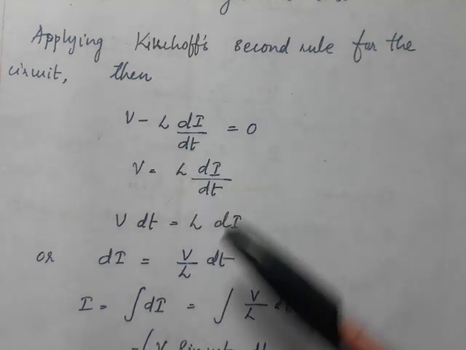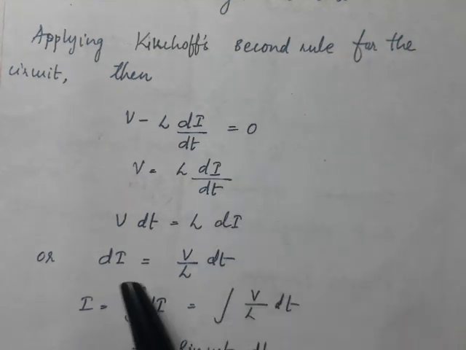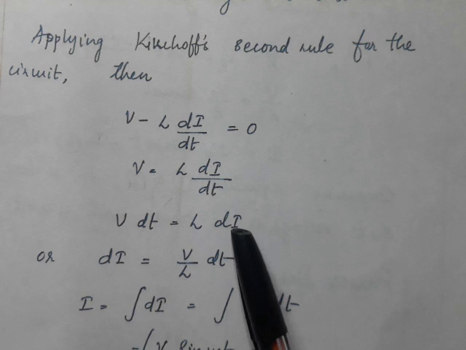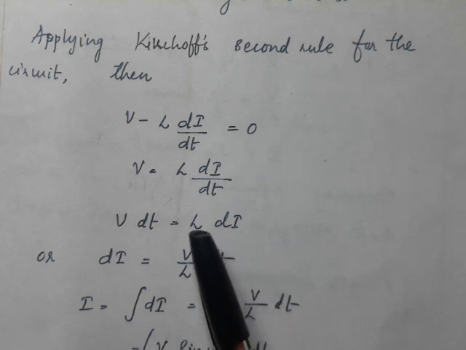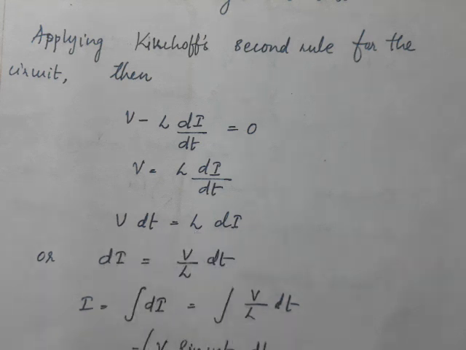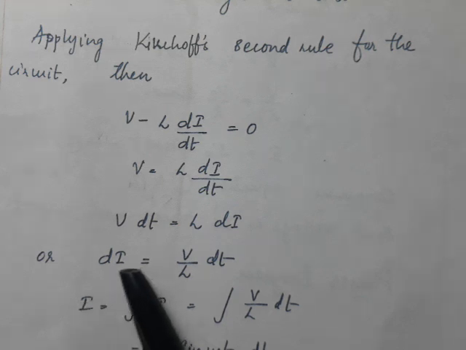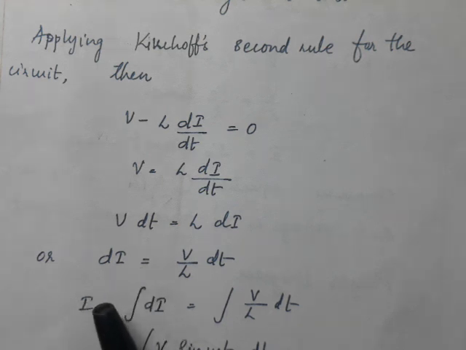Bring this dt here, you get this equation, and here is di, keep this di here, bring L here, so di equals V by L dt. Now once we get di, we can integrate it to get the current I. So we integrate the right-hand side, we get the integral of V by L dt. The V value we substitute as V0 sin omega t. This is here V0 sin omega t.